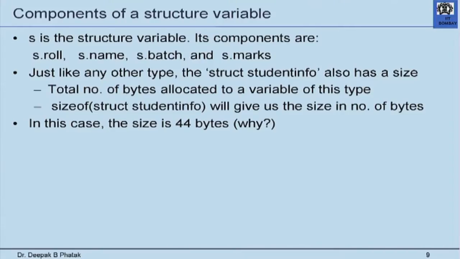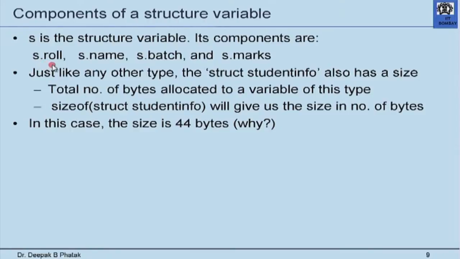Because it is the components which will have distinct values. We will have to assign values to these components. We may want to print those values or output those values. We may want to manipulate those values. We need to be able to therefore access and manipulate the components. This is possible because s is now called the structured variable. Its components are denoted by putting a dot between the name of that variable and the name of the component.